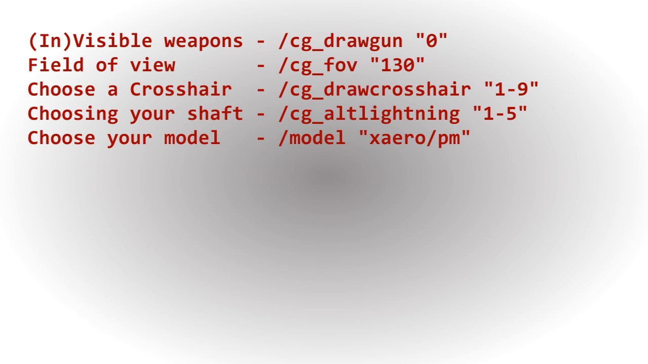And model, although it's not super important, you're probably going to want to set a model for yourself, quite simply because it changes the jump sound, and some of the jump sounds are absolutely horrific. The command is just model and then quotes the model. I use Kill, I've used Xaero/PM for the pro mode skin. I think Xaero has the nicest jump sound. It doesn't sound like a man jizzing in your ear.